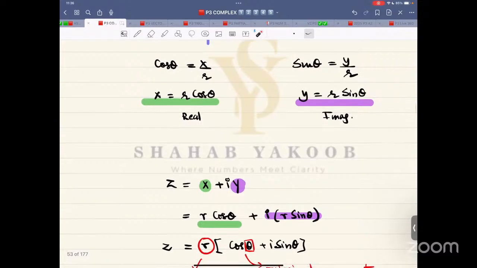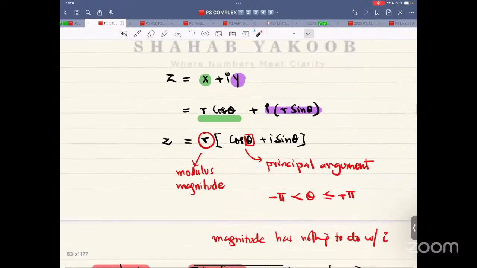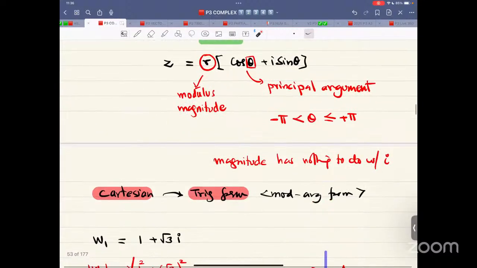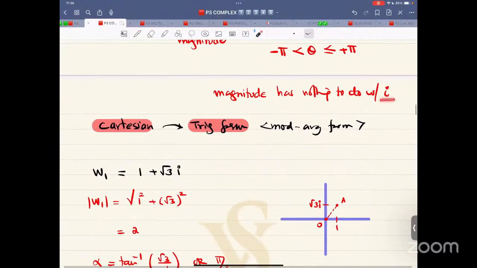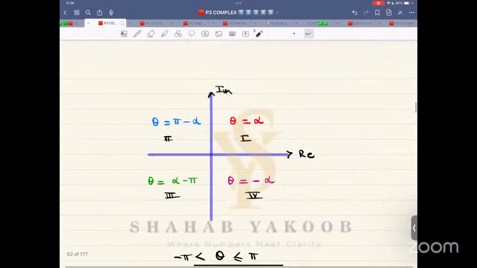So this was the basic knowledge. That's how you get it. Right now, all you need to do is just get the magnitude, get the basic angle, and take care of the principal argument. Theta is with respect to minus pi and positive pi. Magnitude has nothing to do with i. So now over here, let's go back.